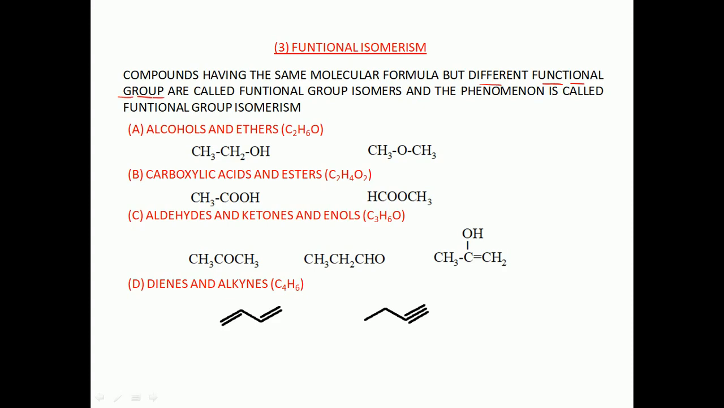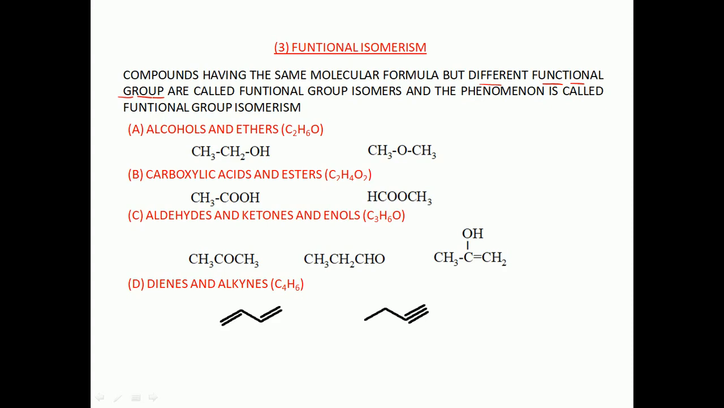Molecular formula is same, but the functional group is different. Such isomers are called functional group isomers, or we can also call them functional isomers. There are a lot of functional isomers. One by one I have listed them here. The first one is the alcohols and ethers.